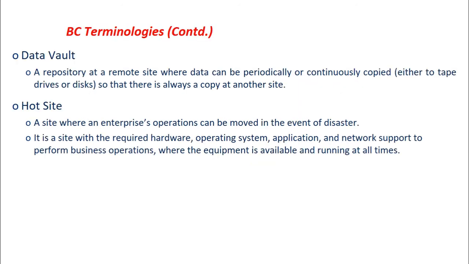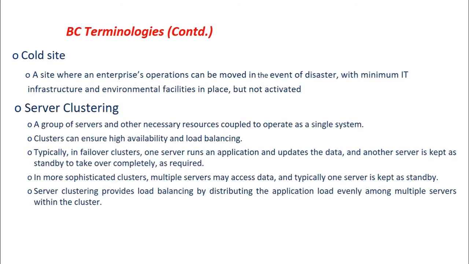Then we also discussed two more terms, data vault and hot site. A data vault is a repository at a remote site where data can be periodically copied so that there is always a copy of data at another site. Again, we have something called a hot site, a site where an enterprise's operations can be moved in the event of a disaster. Then we discussed the cold site. It's a site where an enterprise's operations can be moved in the event of a disaster, but with minimum IT infrastructure and environmental facilities in place.